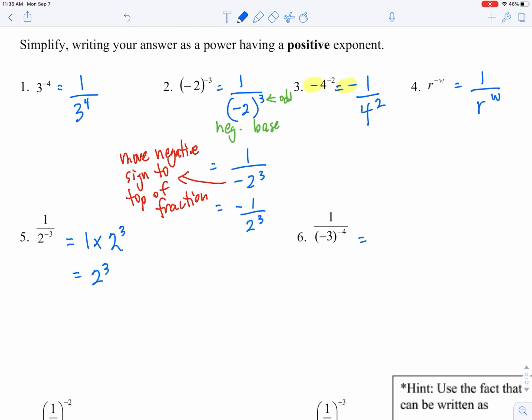So question 6 is going to be similar. The 1 is up top. We've got a negative exponent in the bottom. It's going to pop up top. So the 1 was already there times negative 3 now to the positive 4. But we've got that negative base again. This number is even. Our exponent is even. So our final answer is going to be positive. So it's going to be 1 times 3 to the 4, which is just 3 to the 4.